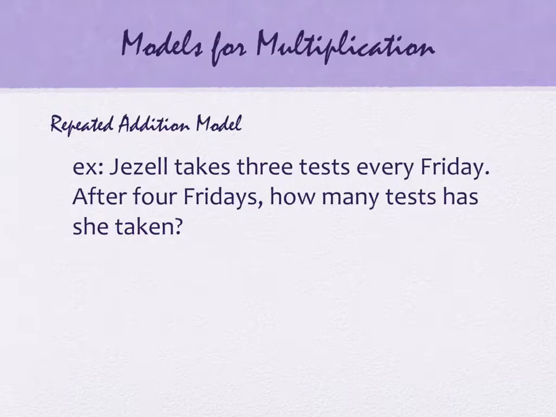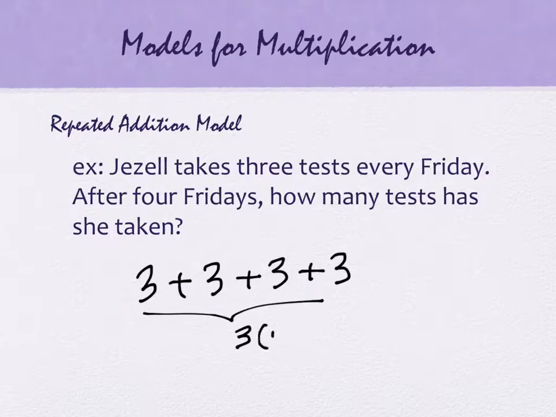Giselle takes 3 tests every Friday. After 4 Fridays, how many tests has she taken? If we were not using multiplication, we would think about this as adding 3 plus 3 plus 3 plus 3. So this is 3 times 4, and that would end up giving me 12 tests. So the idea with this model is that we have repeatedly added something a whole bunch of times.